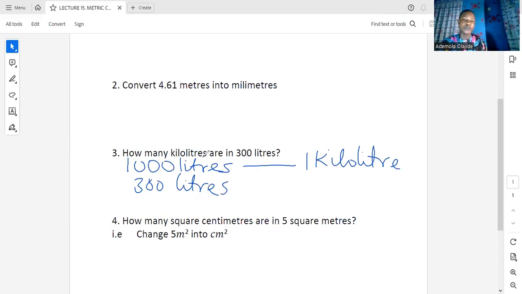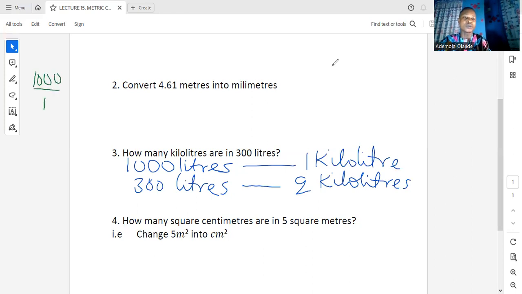So we have to convert it to kiloliters. How many kiloliters? That means we don't know the kiloliters. Let's call it letter Q. Q kiloliters. So as usual, we take direct proportion. This one will be 1000/1 equals 300/Q. And you also cross multiply, you have 1000 Q equals 300.